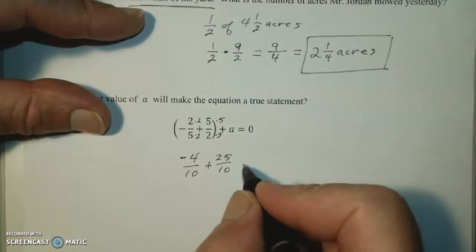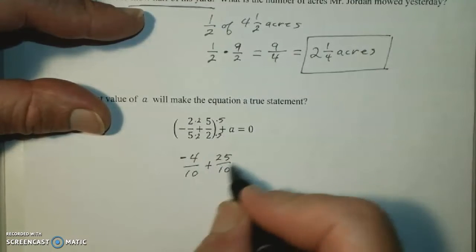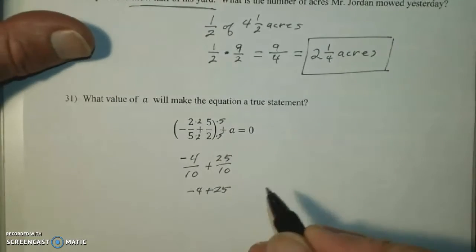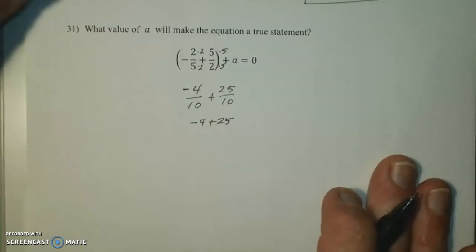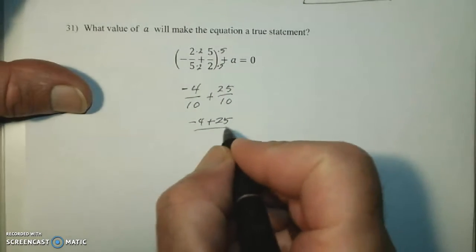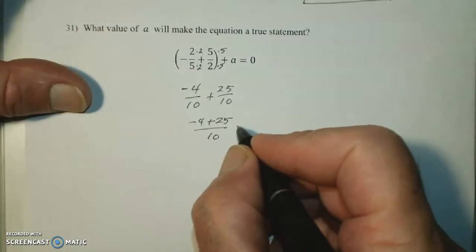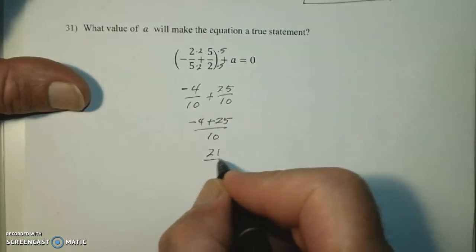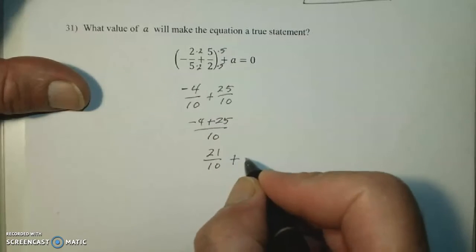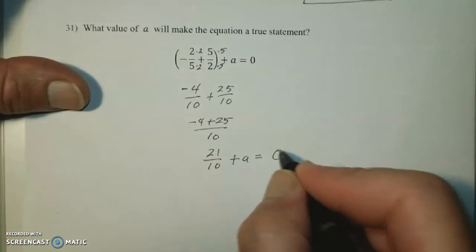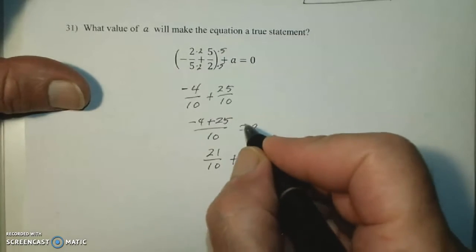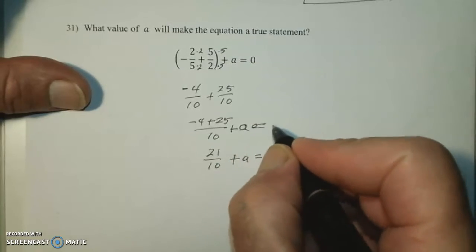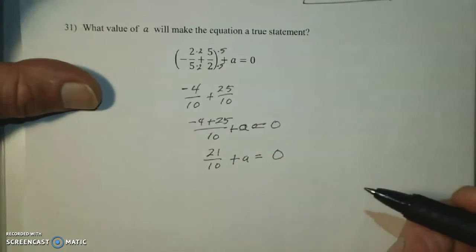25/10, and that becomes negative 4 plus 25 all over 10. Put it over one denominator, and that is going to be 21/10 plus a equals 0. Can add that all the way back up.